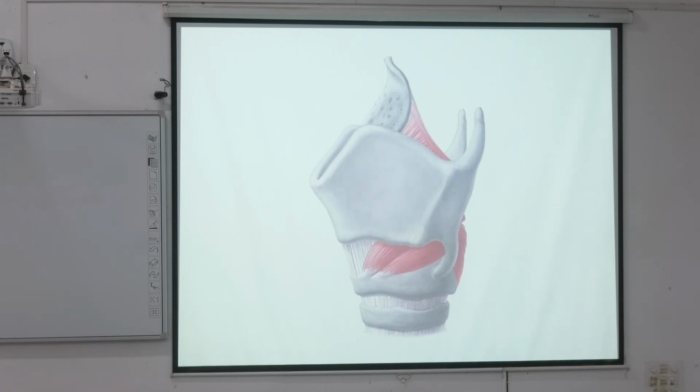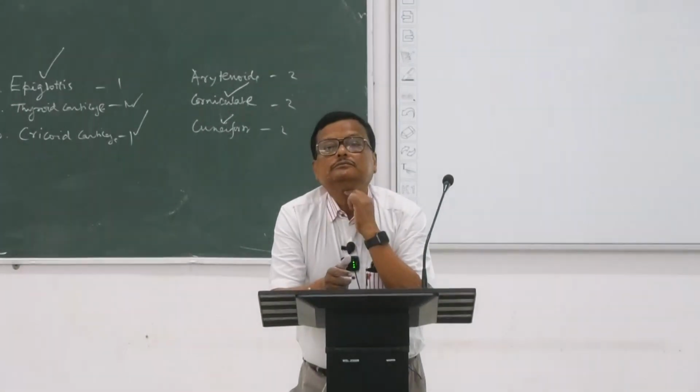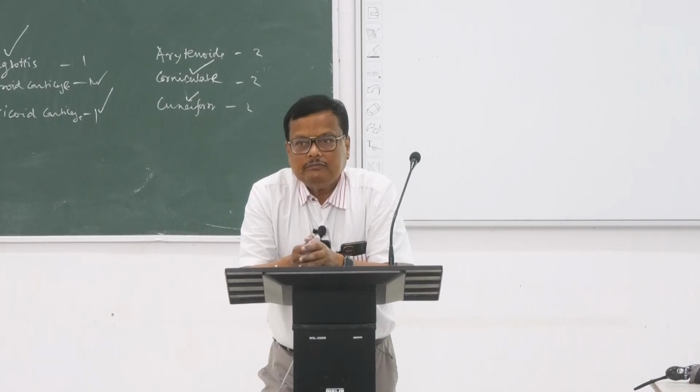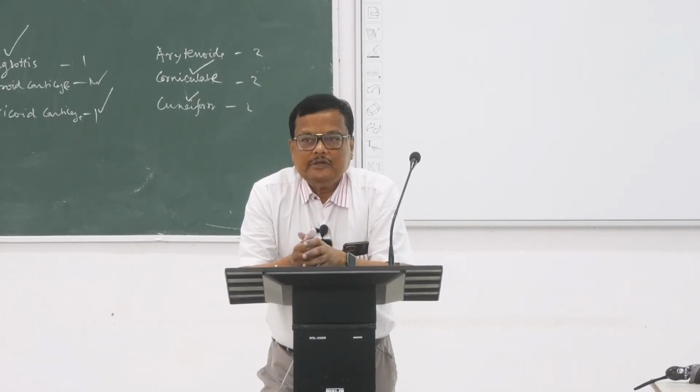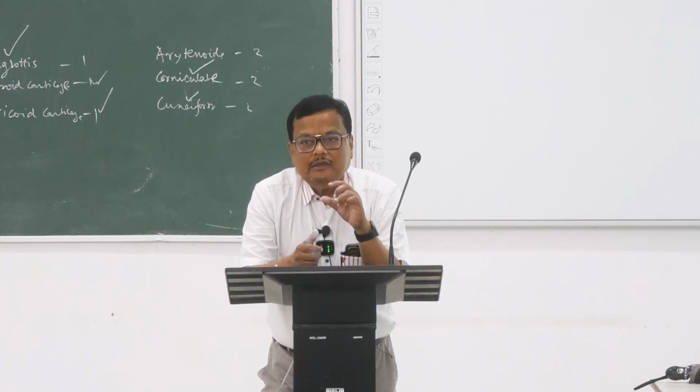Usually, for the dimensions of adult male cartilages, the vertical diameter is 44, the transverse diameter is 43, and the anteroposterior diameter is 26 millimeters. In females the diameters are far less: 43, 26, and 20 millimeters. So the thyroid cartilage is much larger in a male than in a female.